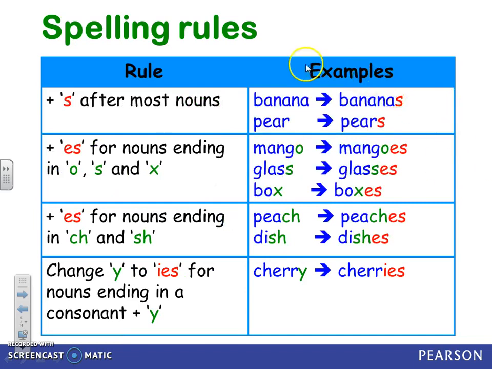Okay, so these are the rules that you can try to remember. For most nouns, just simply add an s. For nouns that end in o, s, and x, you need to add es. And the same for nouns that end with ch and sh. We need to add es. And then for some nouns that end in a y, we need to change the y to ies.